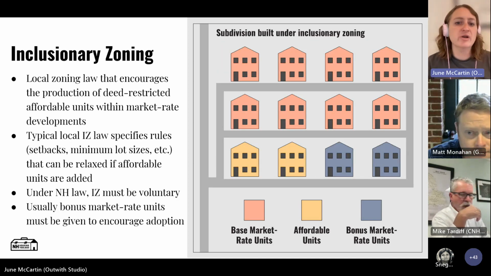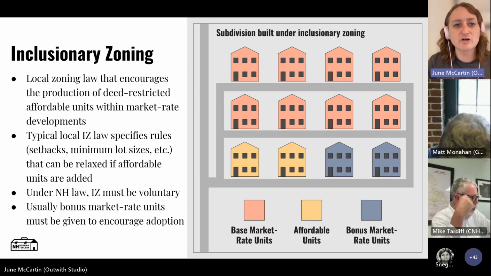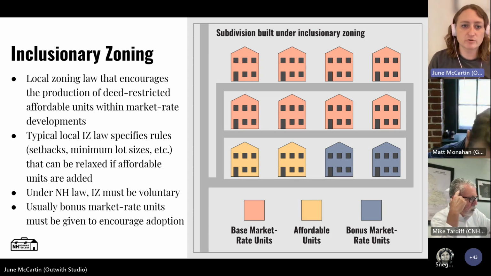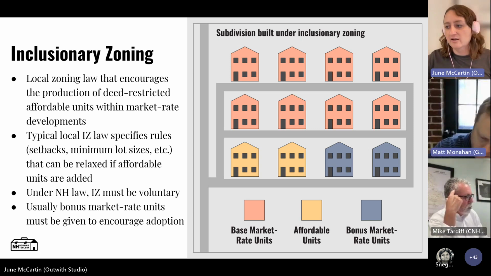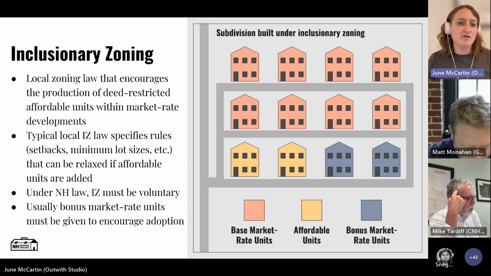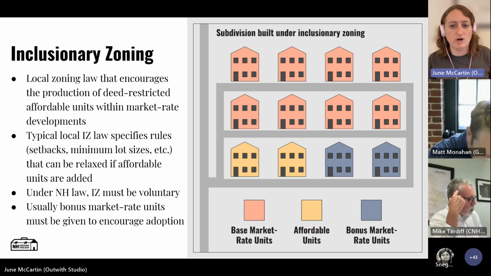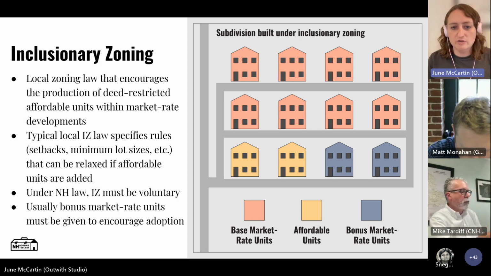All right, inclusionary zoning. These are local laws that encourage the production of deed-restricted affordable units within a market rate development. So say you have either a subdivision or an apartment development, and you want to say, we would like part of this development to be held as deed-restricted affordable housing, workforce housing that could count towards a community's workforce housing requirement. Inclusionary zoning is a way to do that. Again, an innovative land use control.